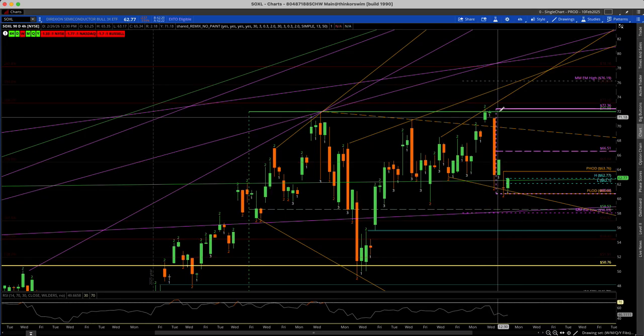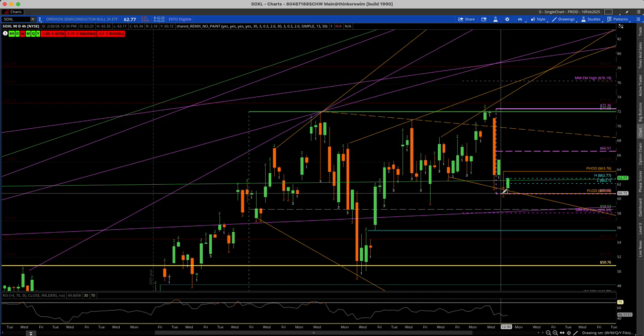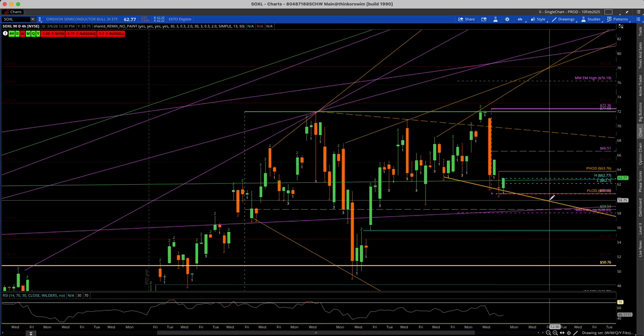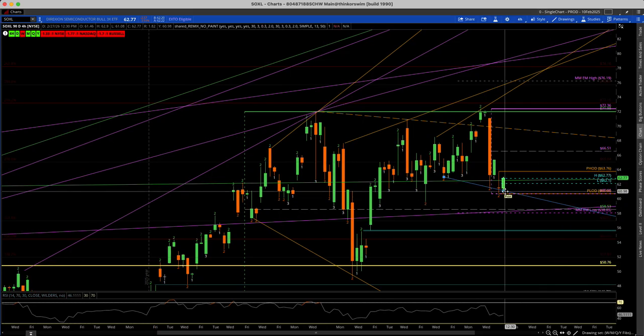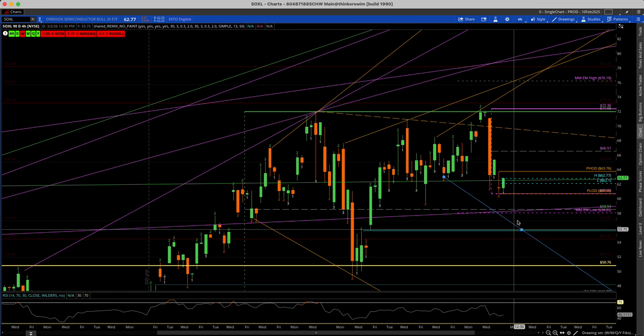So we got this broadening formation that's essentially formed here. We haven't made this low, so we need to go 2 up in order to lock this in as a low to establish this being the bottom of the broadening formation. Otherwise, if we continue to push down on Monday and then maybe bounce on Tuesday, that broadening formation could be even wider, right?